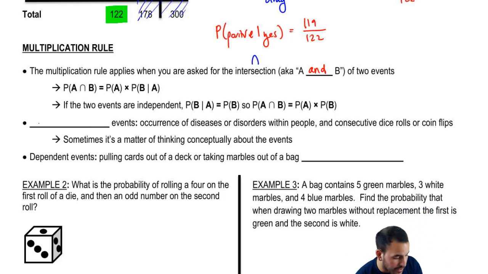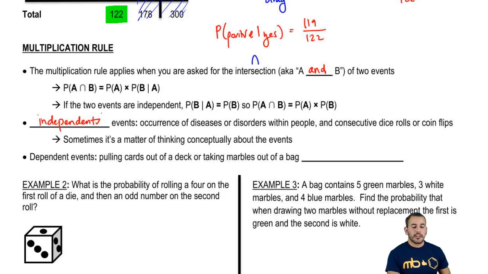So for independent events, some very common ones that you might see in your books or practice problems that your teachers might give are the occurrences of diseases or disorders, right? So me having cancer should not affect the probability of you having cancer. Does that make sense? So diseases or disorders within people are independent events.